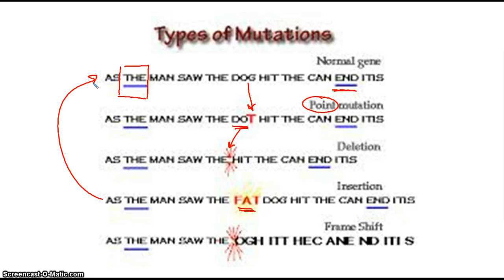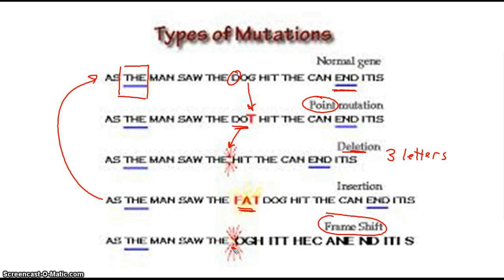But what's really bad is if we get something called a frame shift. A frame shift is when one base pair from the original one gets deleted. So here we had deletion in the middle, but here we had 3 letters. So we had a whole word. What if we have only one letter? In this case, the D.